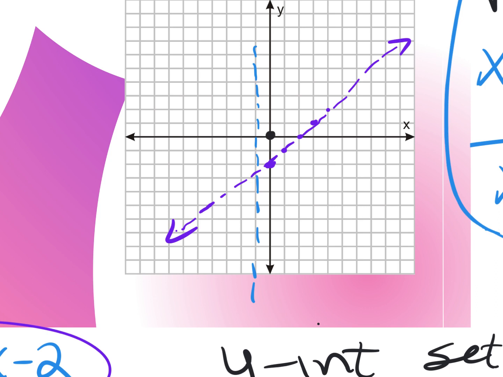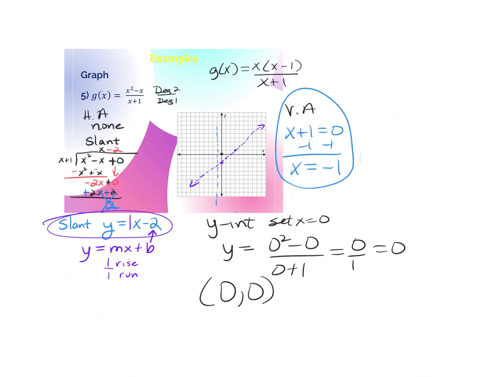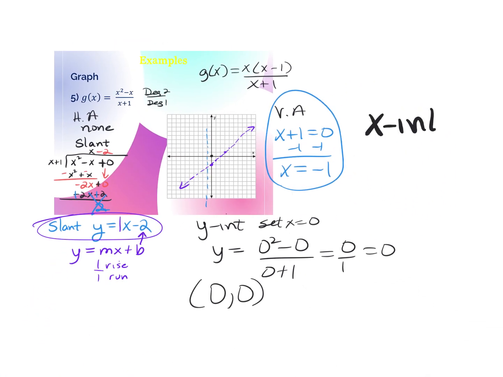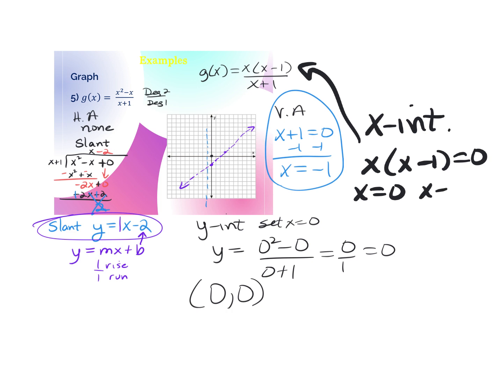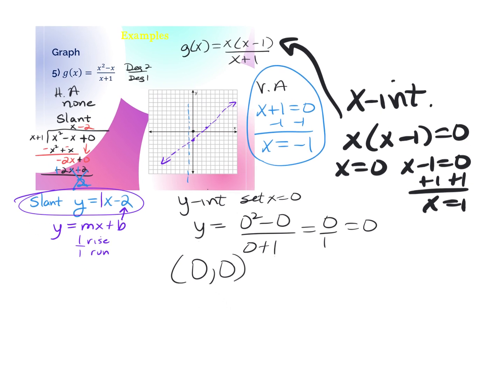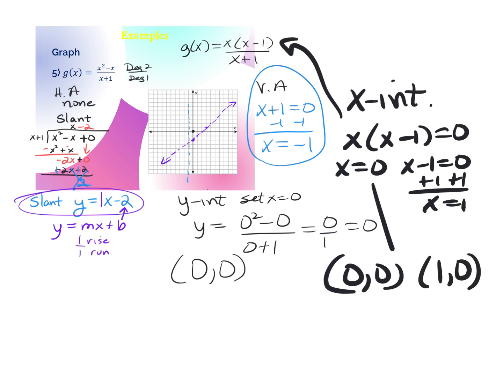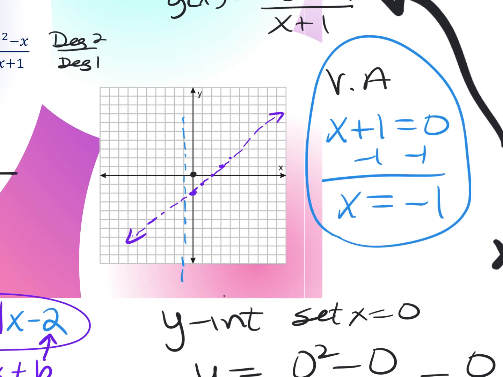Now I need to find my x-intercept. And for my x-intercept, remember the shortcut is setting the numerator equal to 0. So I'm going to take my factored numerator from right here, set each of the factors equal to 0, add 1. So I have two x-intercepts. I have one at 0, 0, and I also have another one at 1, 0. So these are my x-intercepts. So 1, 0 is the other one.